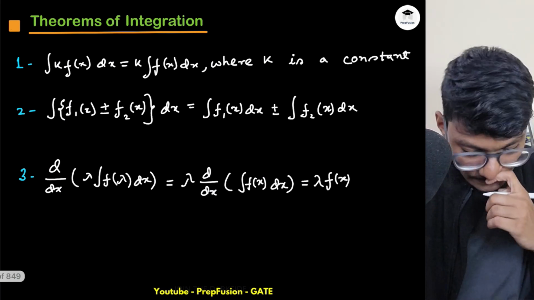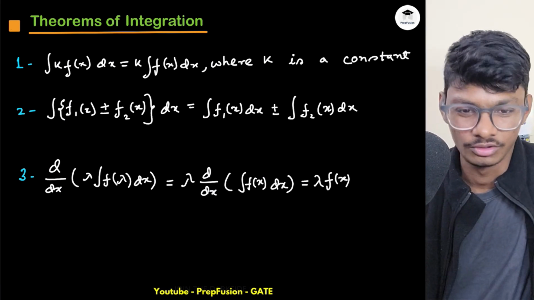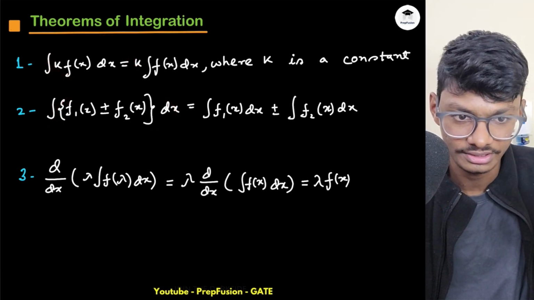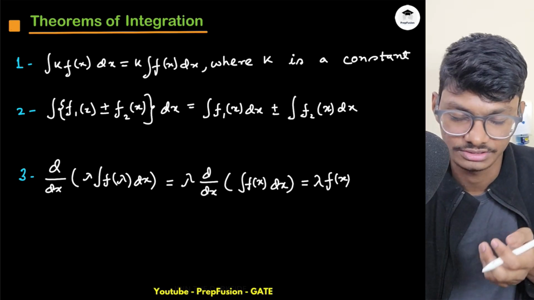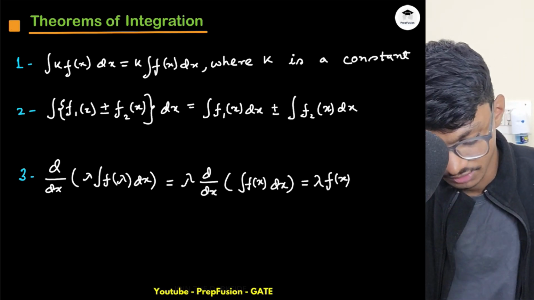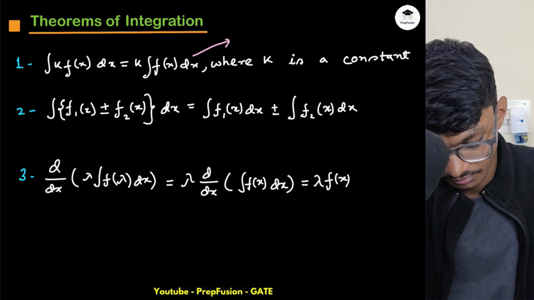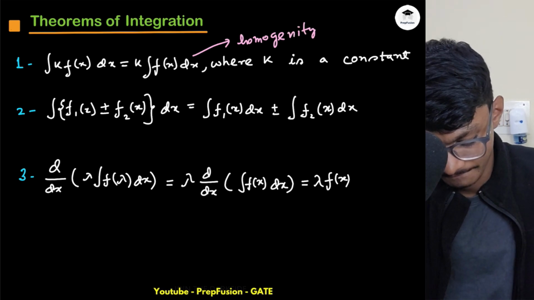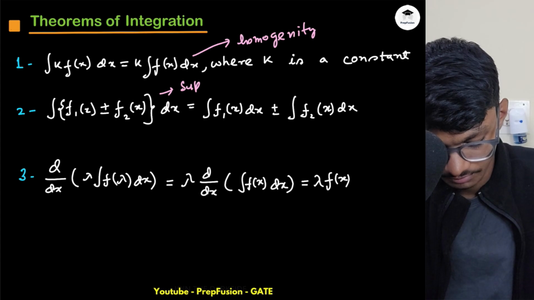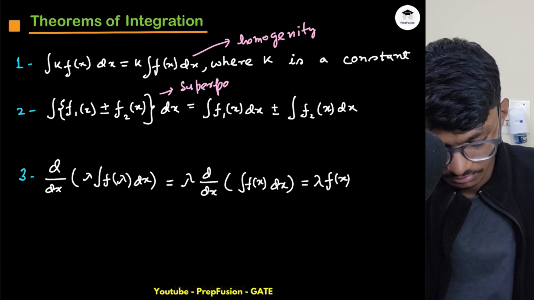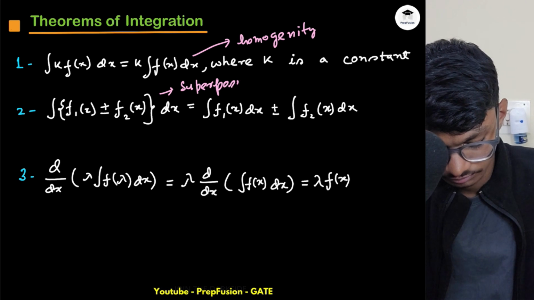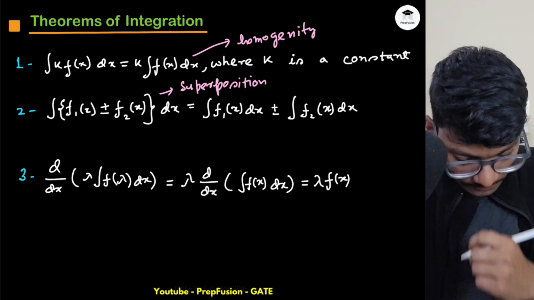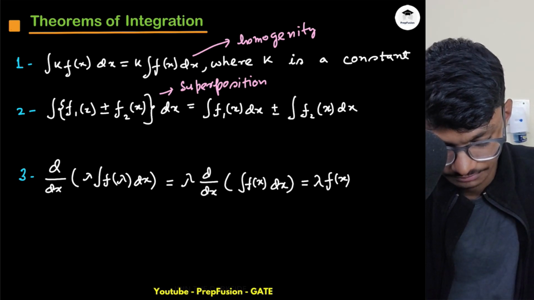There are a few theorems of integration that you already know: it follows homogeneity, it follows superposition. Basically, integration is a linear operator, a linear process, and whatever differentiation was, it's the same only. So obviously it follows homogeneity and superposition. It is a linear process, right? A linear process.